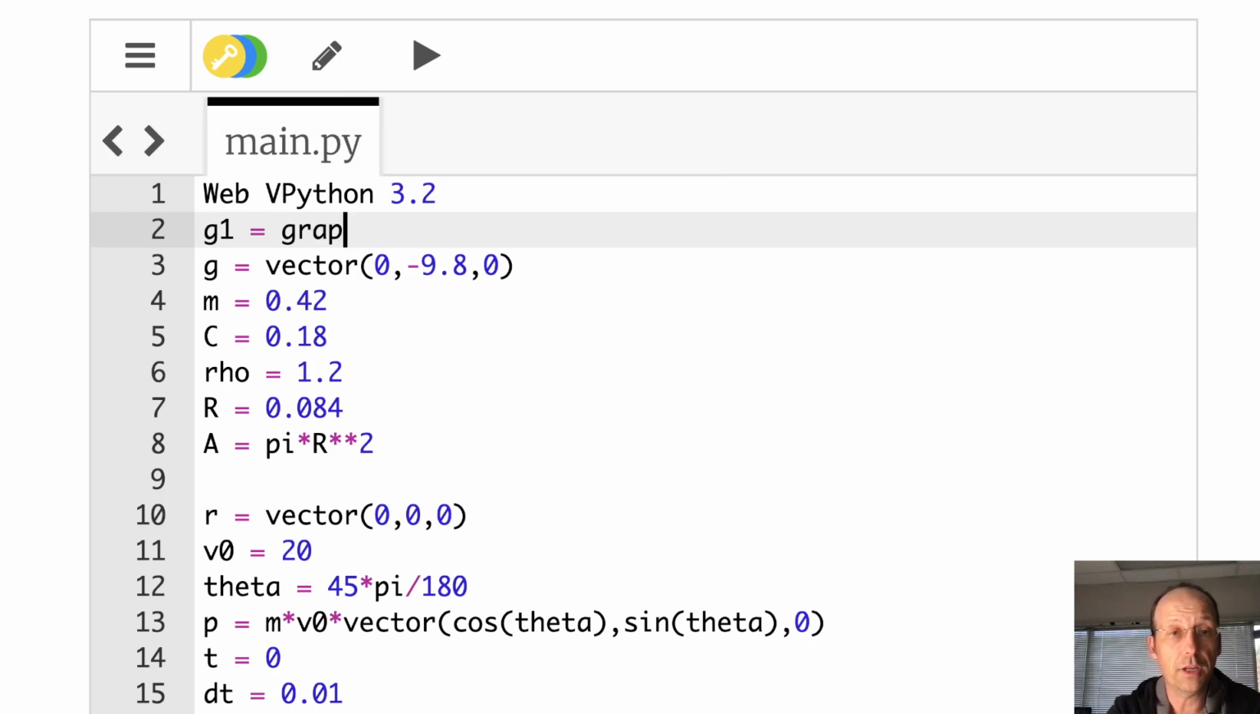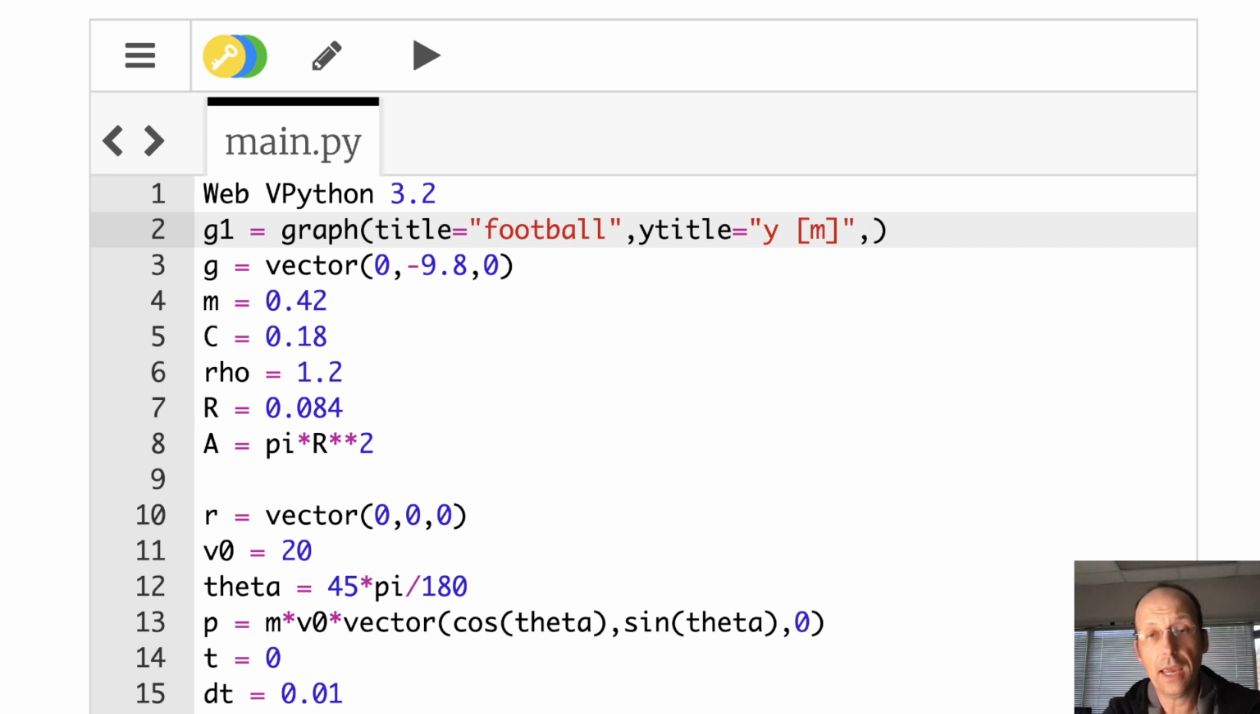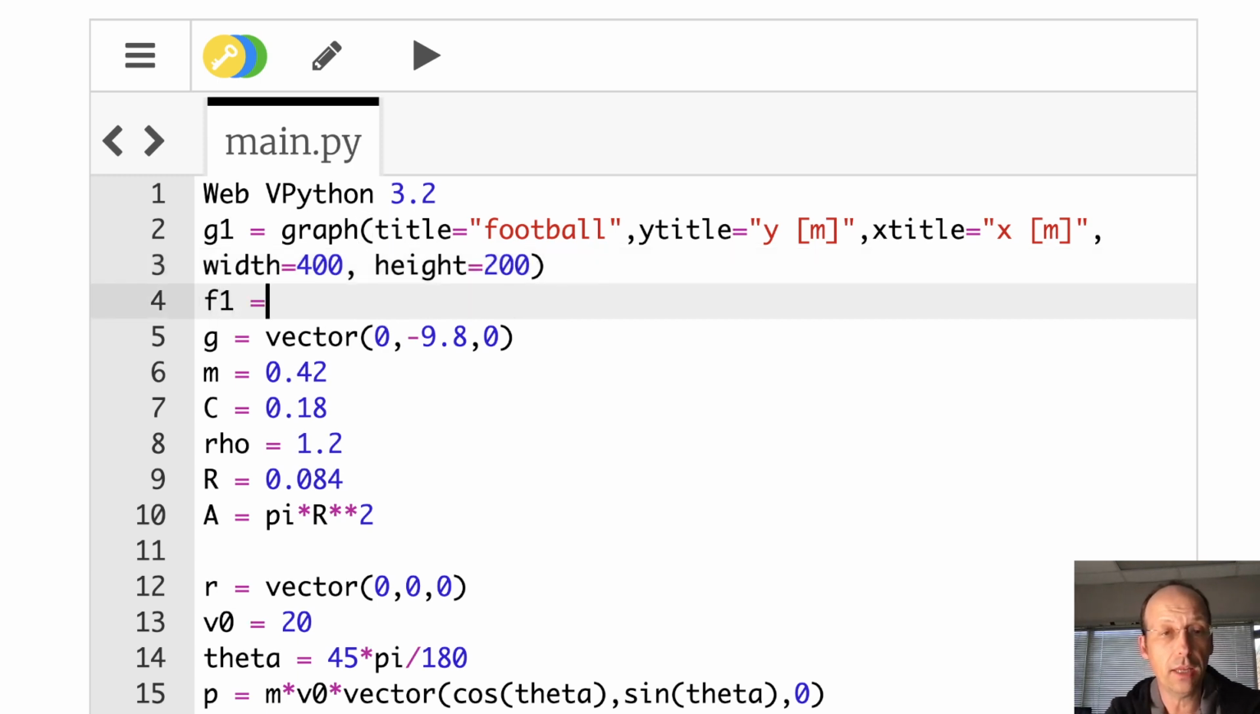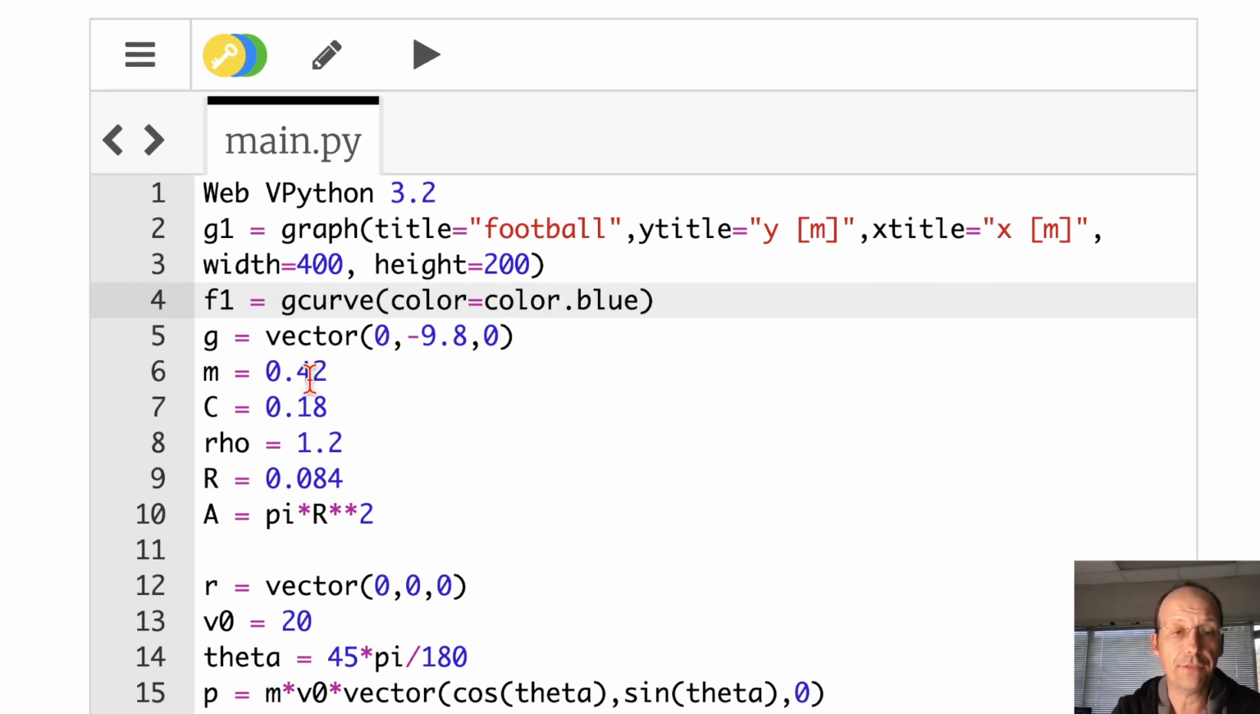Graph equals G1 equals graph. Let's call this title football, American football. Y title. Let's plot the trajectory. So Y title is going to be equal to Y in meters. And then the X title is going to be equal to X in meters. And then I want to put the width at 400, height at 200. And then I need to make a graph. So F1 equals G curve, color equals color dot blue.